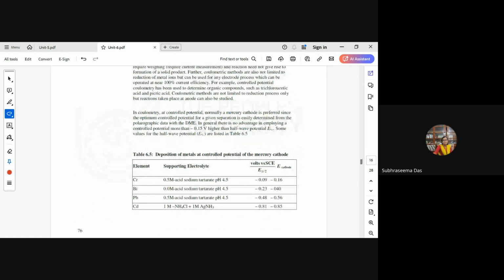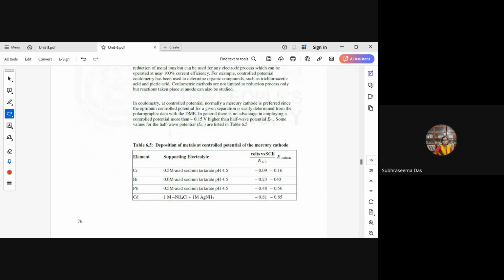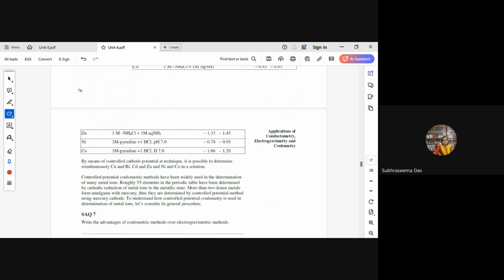Here in coulometry, a controlled potential, normally a mercury cathode, is preferred, since the optimum control potential for a given separation is determined from polarographic data with the dropping mercury electrode. In general, Table 6.5 shows the deposition of metals at control potential of the mercury electrode. Some of the applications have been listed here.